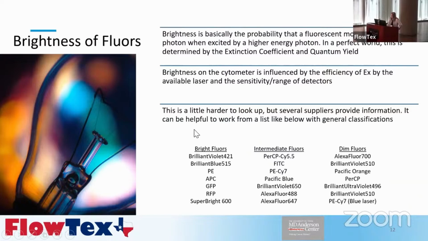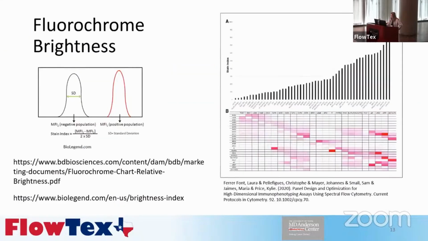So brightness is a little bit harder to look up, but you really don't need exact numbers here. You just need to be able to group them into very bright fluors, intermediate fluors, and dim fluors. And this is going to give you a sense. And most panel building software and instrument or reagent suppliers are going to give you some information about brightness.